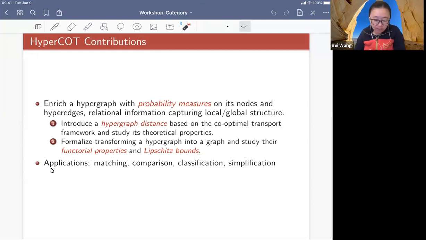For that, we define what's called a hypergraph distance that is based on co-optimal transport. And once you have this distance, you can also study the category of hypergraphs and the category of graphs. Essentially, when I take a hypergraph to a graph, what are the functorial properties and what are the Lipschitz bounds, which I hopefully will make clear very soon.